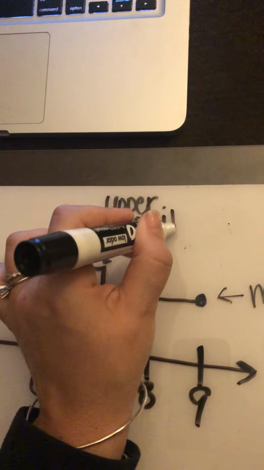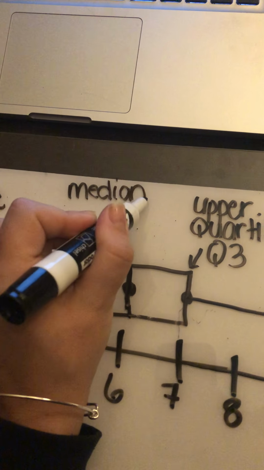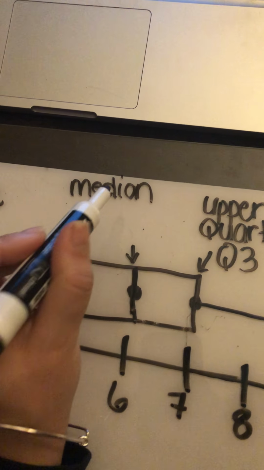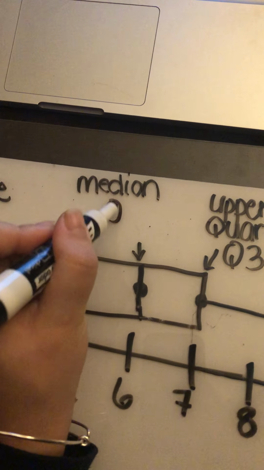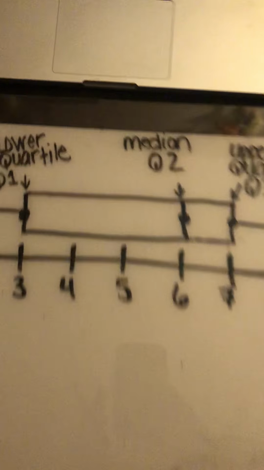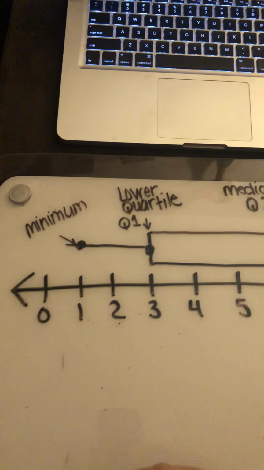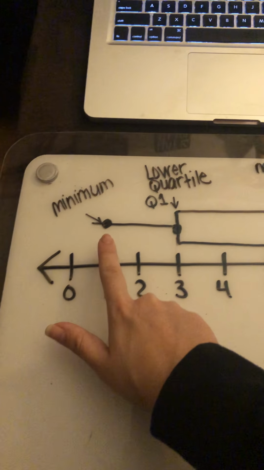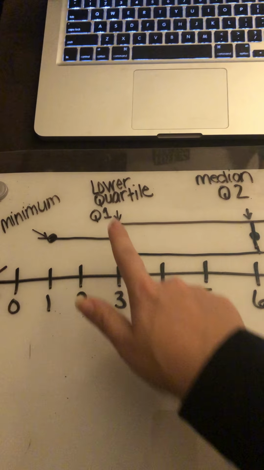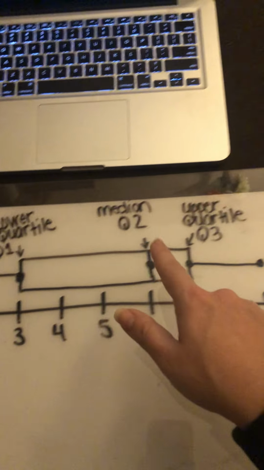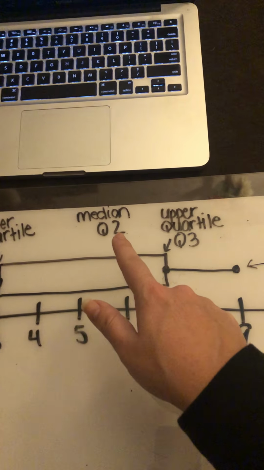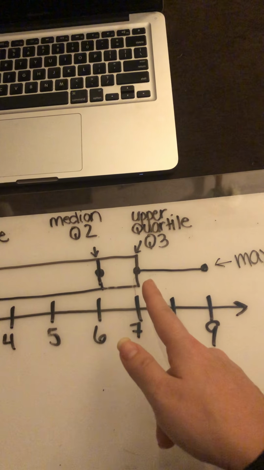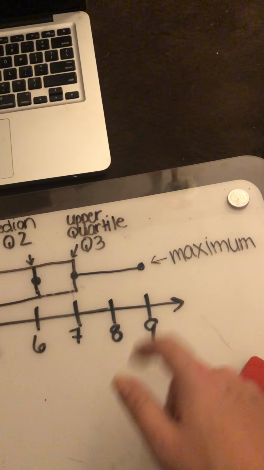Then this middle section is going to be your median of the data, which we already know is the middle number when your numbers are arranged in order from least to greatest. We sometimes also refer to this as quartile 2. So in a box and whisker plot, you have a minimum, a lower quartile, sometimes called quartile 1, a median, quartile 2, the upper quartile, quartile 3, and a maximum.